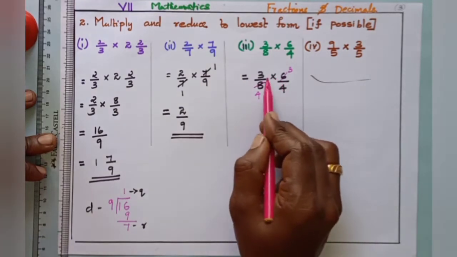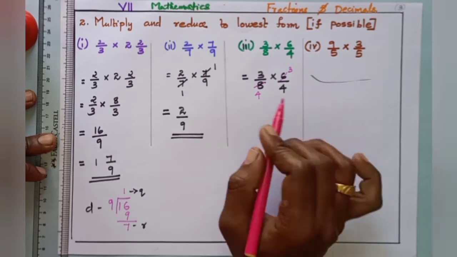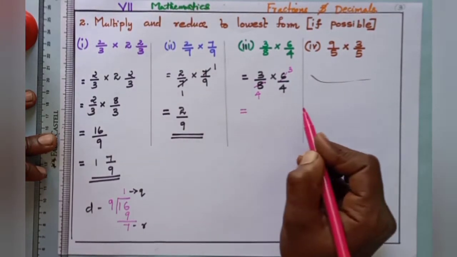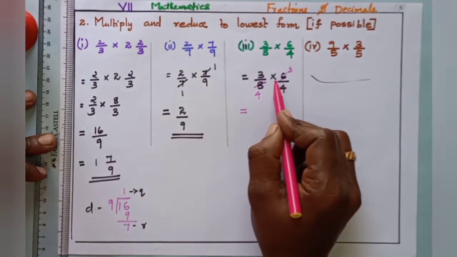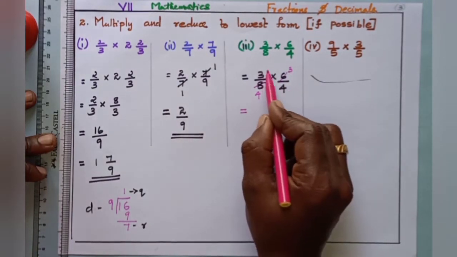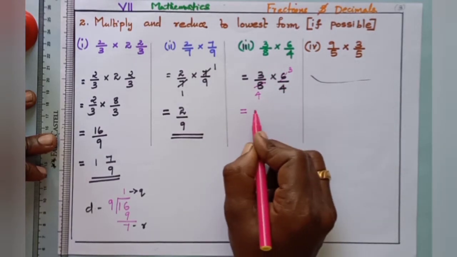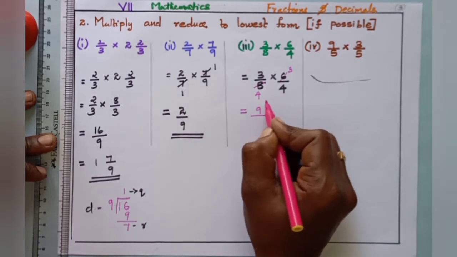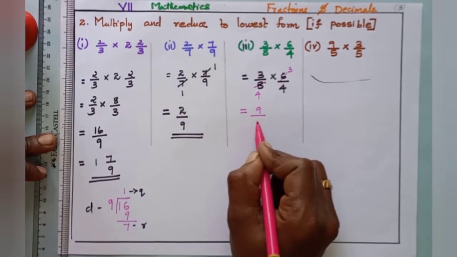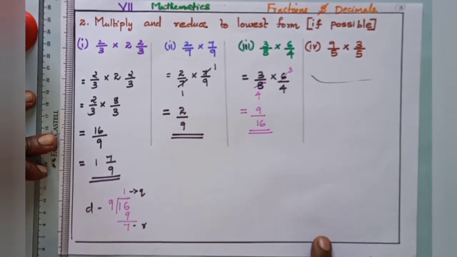Next, any highest common factor? No. 3, 3, 4, 4. No common factors. So take the fraction and multiply the other fraction. Take the product of the numerators: 3 into 3 is 9, by the product of the denominators: 4 into 4, 16. It is a proper fraction. So this is the final answer.